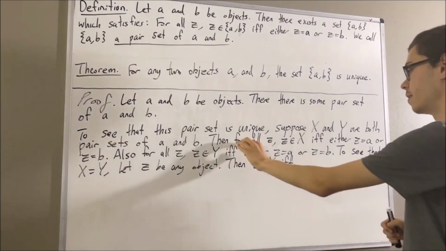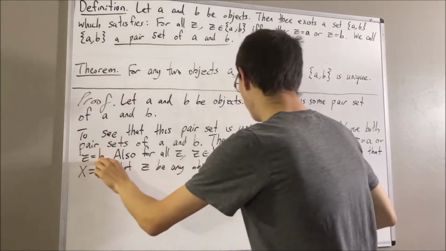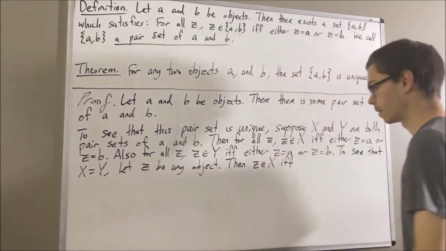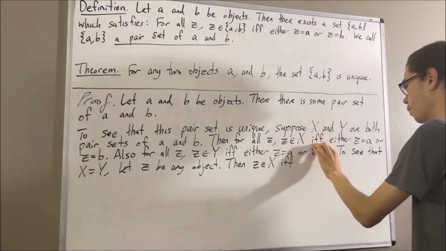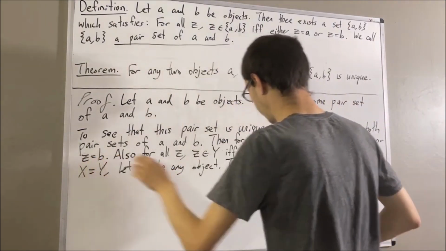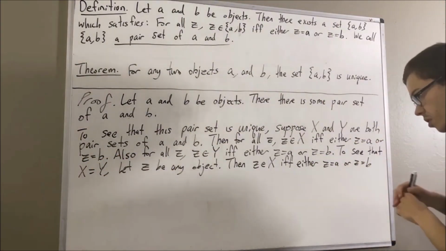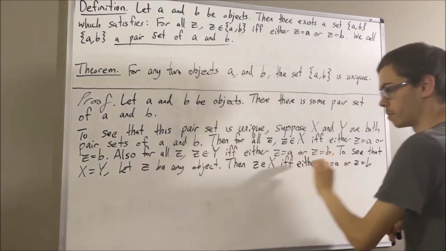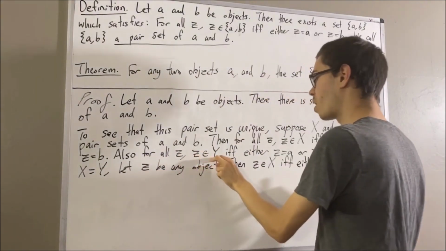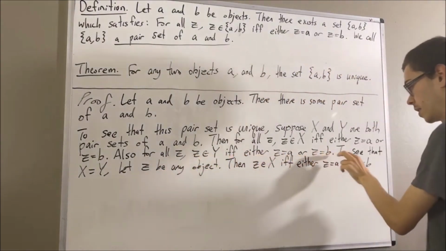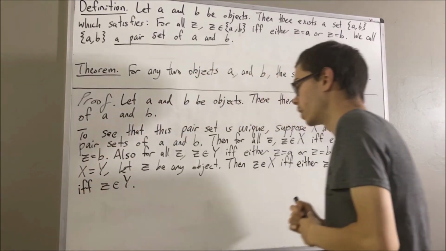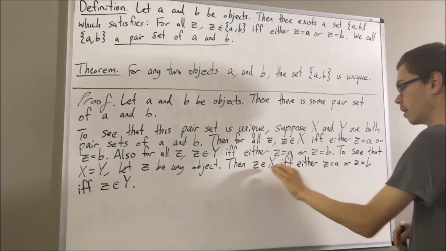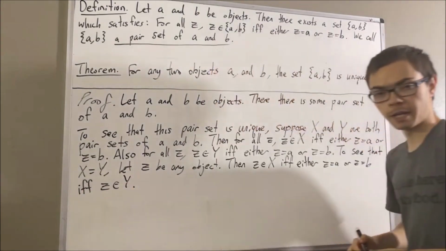Now, we know that this statement right here works for every object. So it must work for our object Z. So Z is an element of X if and only if either Z is equal to A or Z is equal to B. Also, since this statement works for every object, it must work for our object Z. So Z is an element of Y if and only if either Z is equal to A or Z is equal to B. So what we see here is we have a chain of if and only ifs, showing that Z is an element of X if and only if Z is an element of Y.